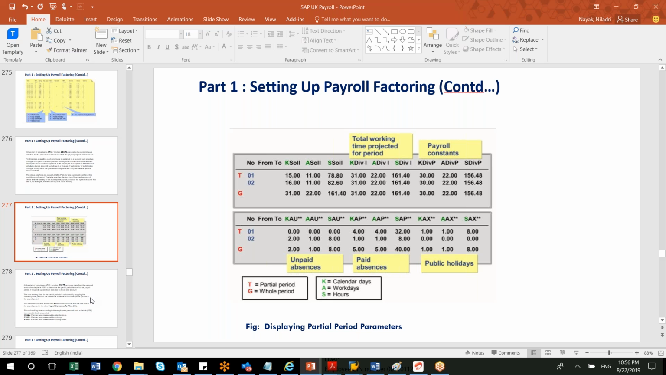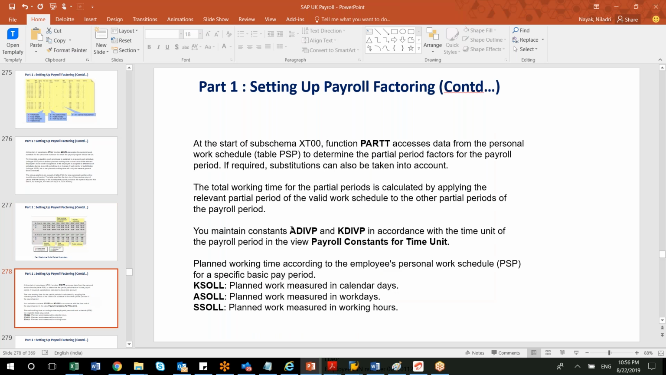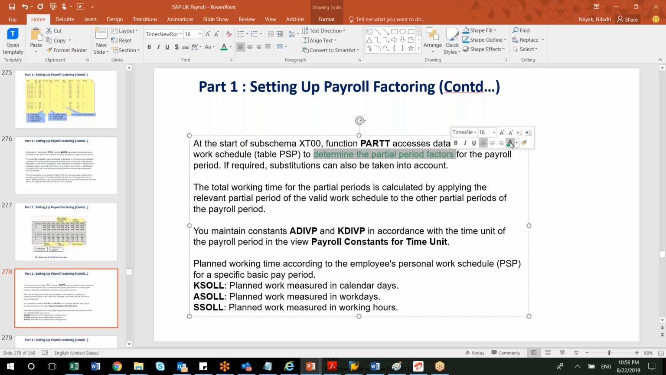So today I'll be covering the concept part. Here I have explained what these constants are. As I was explaining DPP, what is the meaning of that? This one I have already explained, this PARTT. This function is responsible for determining all the partial period factors. It will be inside the schema, XT00 schema or subschema. For UK payroll it is GT00. Inside that, this function is responsible for generating all those partial period factors. If you're going for any certification or interview, mostly they will be asking these questions when it comes to the period factor.